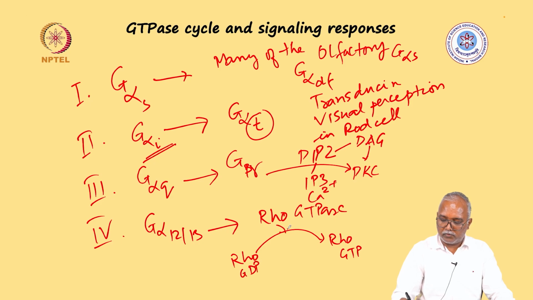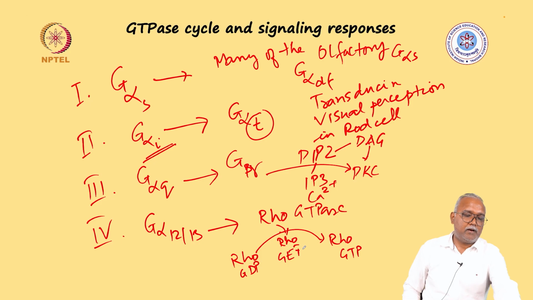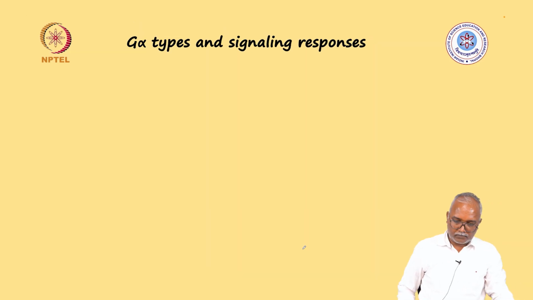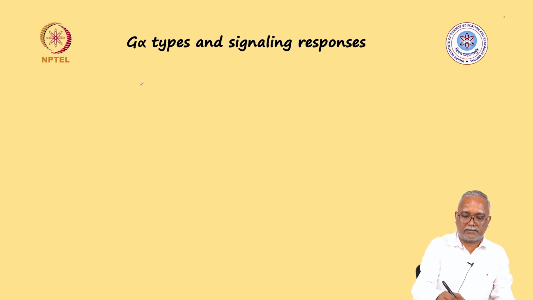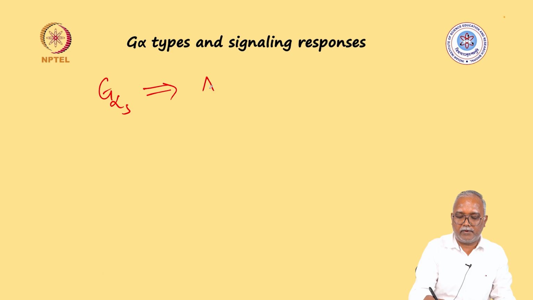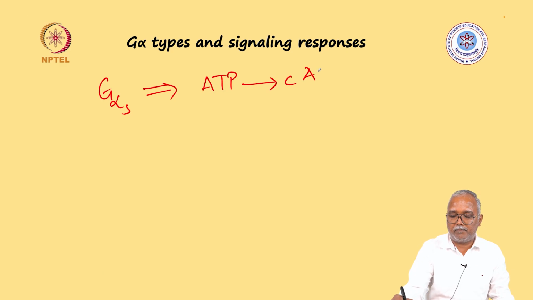So they will work through the rho JEP molecule. Now let's see a simple example of the signaling by G-alpha types, and particularly the G-alpha cyclic AMP generation. So in coming slides we will see particularly the action of G-alpha-S, where it will use the ATP molecule and synthesize cyclic AMP molecule.